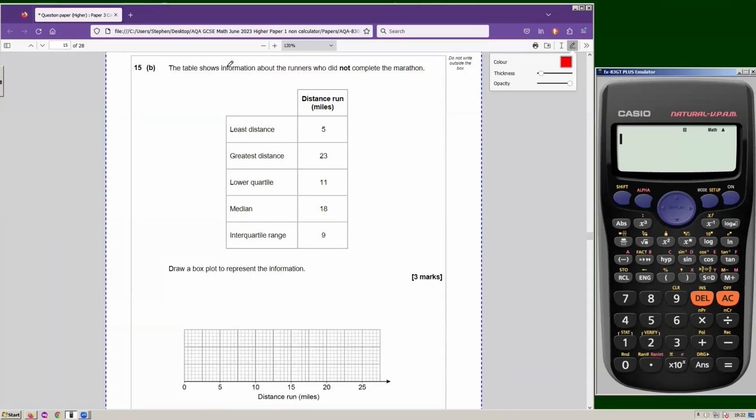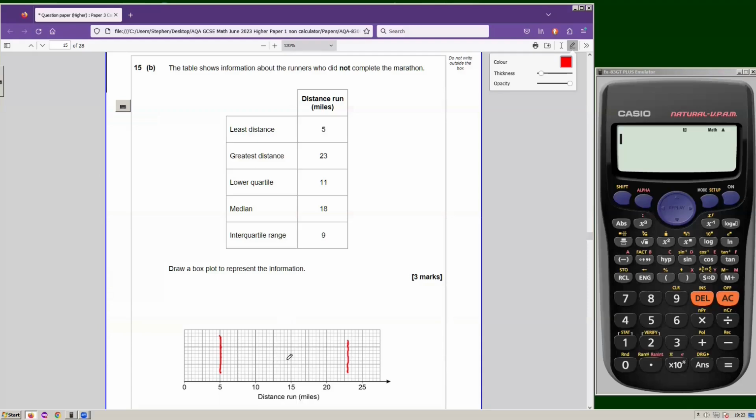15b. The table shows information about the runners who did not complete the marathon. So that's the distance they've run in miles. Least distance 5, greatest 23, lower quartile is 11, median's 18, interquartile range is 9. Draw a box plot to represent the information. Okay, so the least distance is 5, so that's going to be one end. And the greatest distance is 23. So this is every 2. 23 is there. You be a bit careful with these. Okay, that's that.